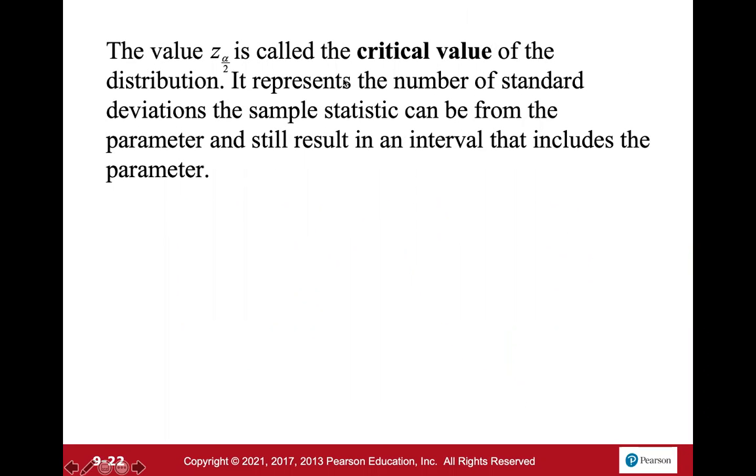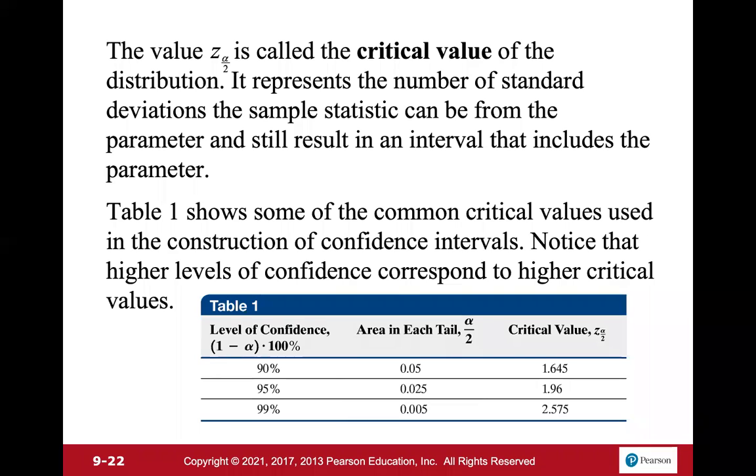The value z sub alpha over 2 is called the critical value of the distribution. So it represents the number of standard deviations the sample statistics can be from the parameter and still result in an interval that includes the parameter. So table 1 shows some of the common critical values, but we're not going to use a table, we're going to use Excel. Excel could give us a lot more than what they give us here.